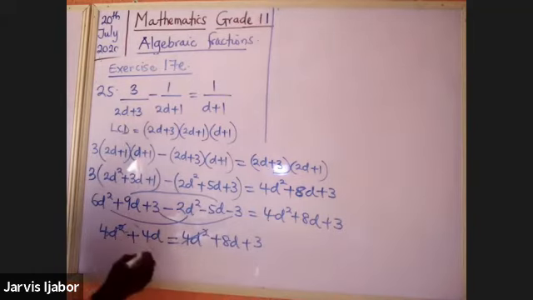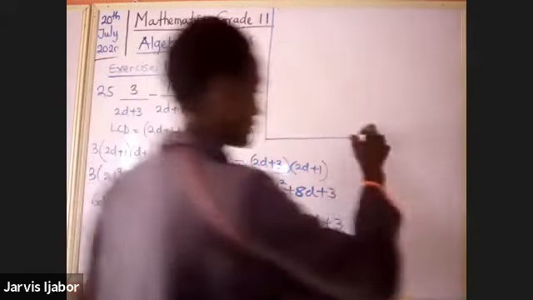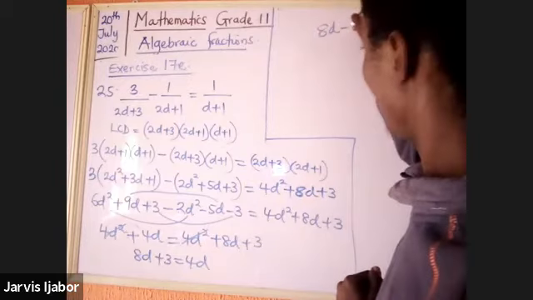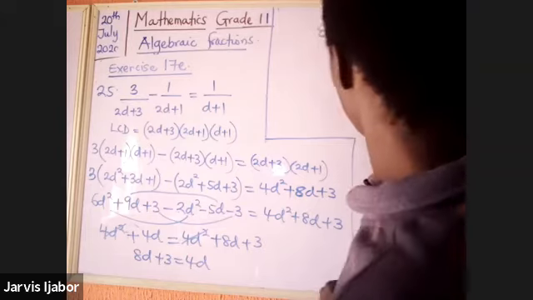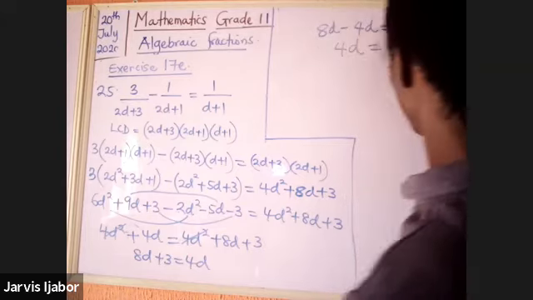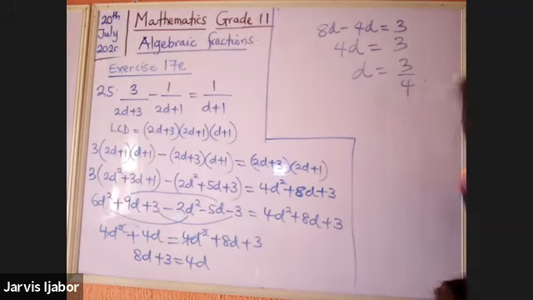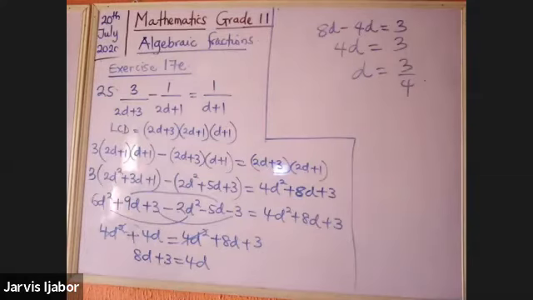So that will mean that what? 8D plus 3 will be equal to 4D, which will invariably mean that, if we decide to continue from here, 8D minus 4D will be equal to 3, meaning that 4D will be equal to what? 3, and D will be equal to 3 over 4. So that is the answer to question 25. I hope that is understood by everybody.